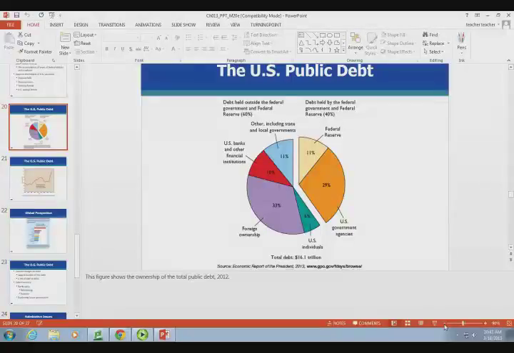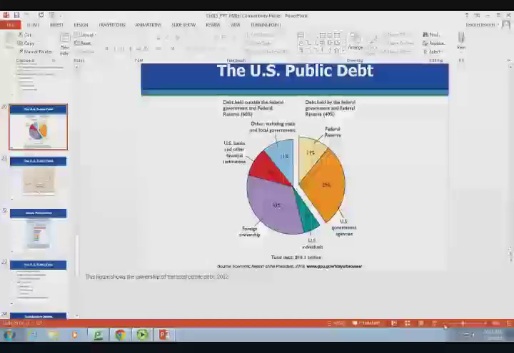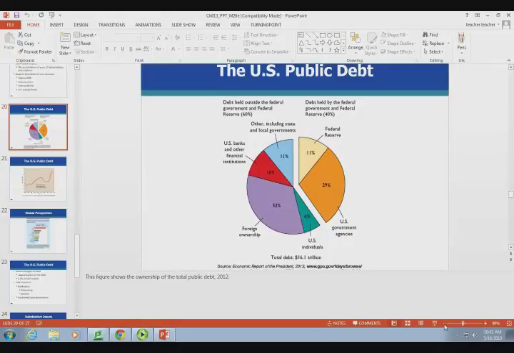So we divide our pie into two places. That held outside the U.S. government and that held by the U.S. government. All right, the Federal Reserve, and this is data from, I think, 2013. So the federal government or Federal Reserve, which we'll talk about, and U.S. government agencies, that's held by the federal government, about 40%. 60% is held outside the federal government. State and local is about 11%, then U.S. banks and financial institutions.